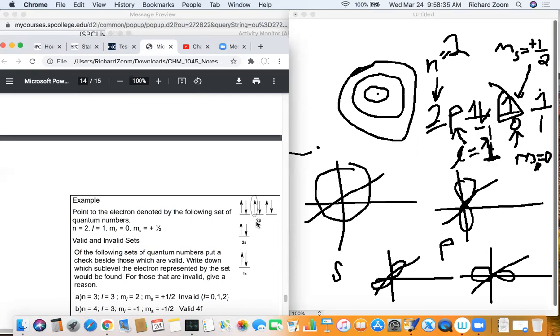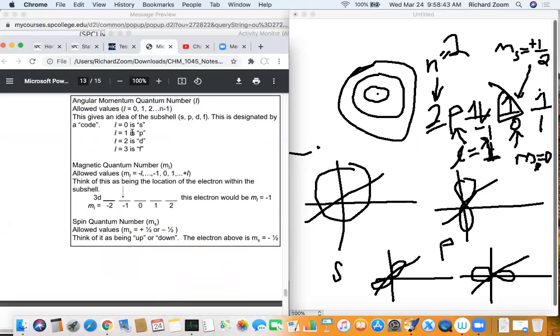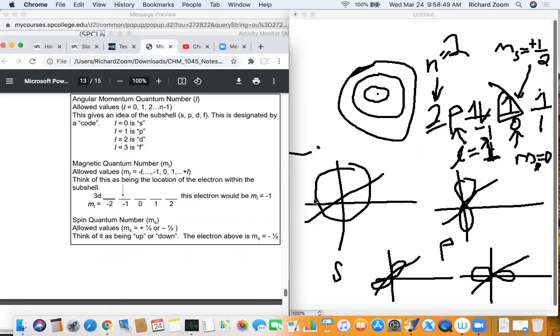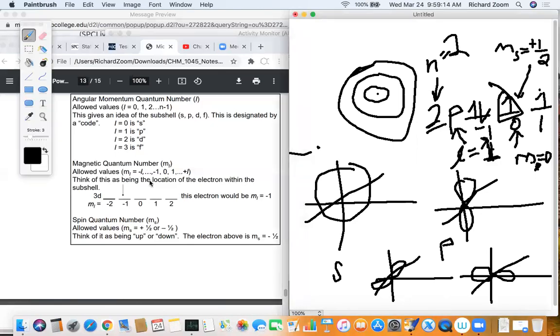So n equals 2 is from the 2 here in the 2p. The L equals 1 is for the p. And that goes by this code here: 0 for S, 1 for P, 2 for D, and 3 for F. So that's what we're at now with the L value. Does anybody have any questions about the L value that could help them out here? I'm going to give you a little bit more information about this L value as well, and its relationship to M sub L. I think that's what a lot of people are having trouble with, is the M sub L value here.